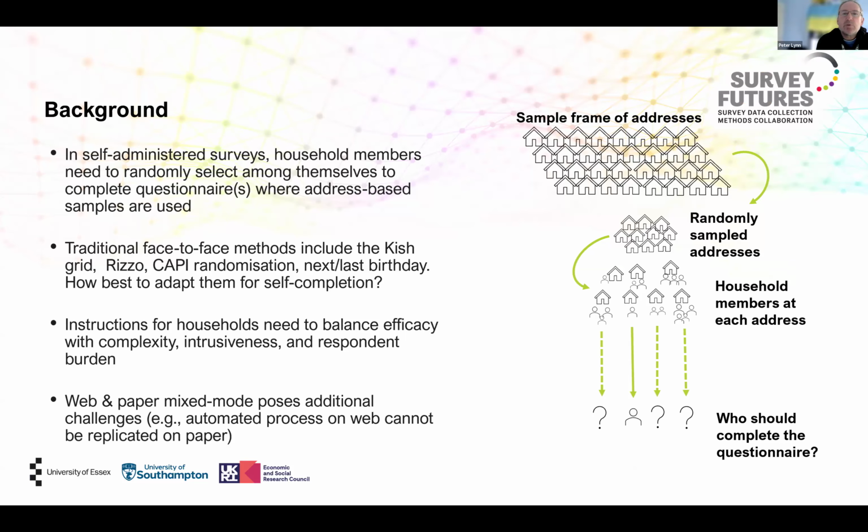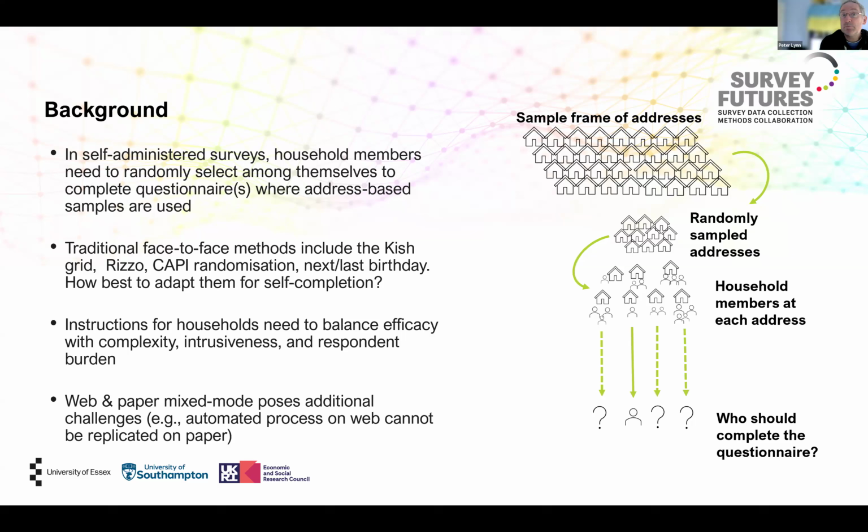So there are a number of well-established methods available for carrying out within household selection, which have to a large extent been well tested and developed in the context of face-to-face interview surveys. And I think we know quite a lot about the relative performance of different methods in that context, and we know a bit less in the self-completion context.